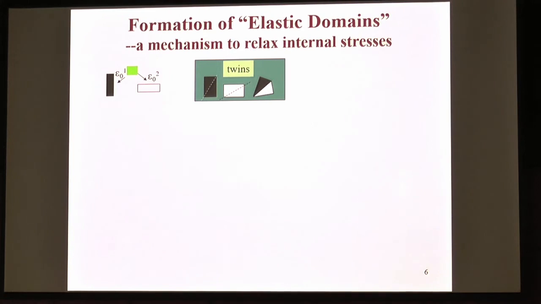So now this is my favorite slide in every single one of my presentations. I would like to spend a few minutes on the concept of elastic domains. So we know that as you have a phase transformation from paraelectric to ferroelectric, you reduce your symmetry. So you're going to have orientation variants. Here I'm using a cubic to tetragonal transformation. So you have twins. That's well known in crystals and in bulk materials.